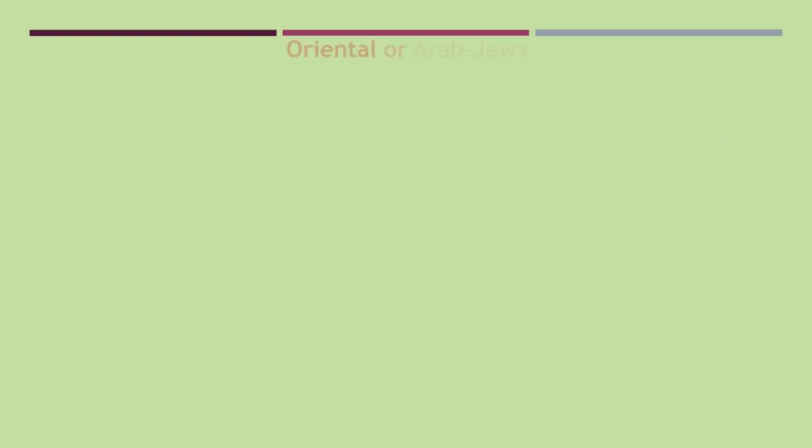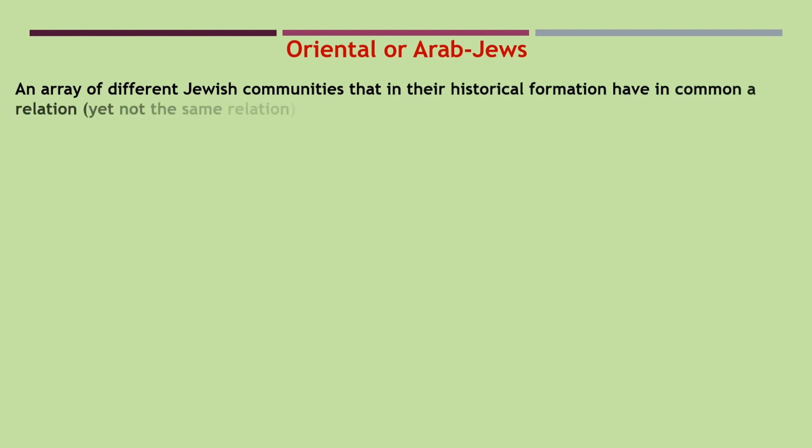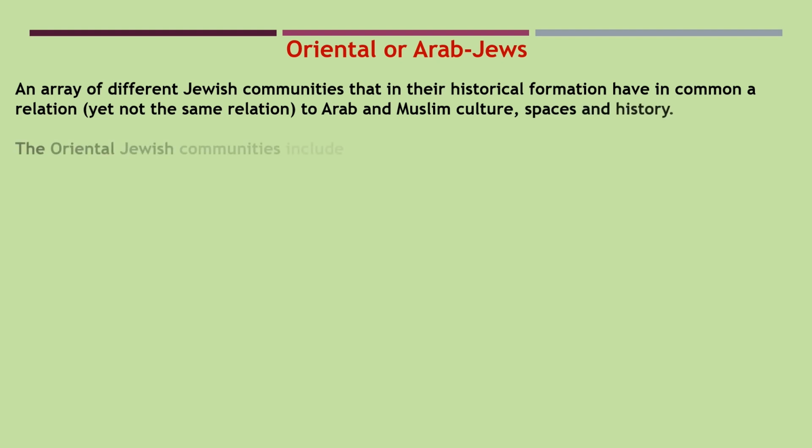So who are the Oriental or the Arab Jews? And I reckon you noted that we started in a way to talk about them when we referred to the Jews from Spain. So the Oriental or Arab Jews are Jewish communities that evolved within Muslim and/or Arab lands and have been Arabized during that time.